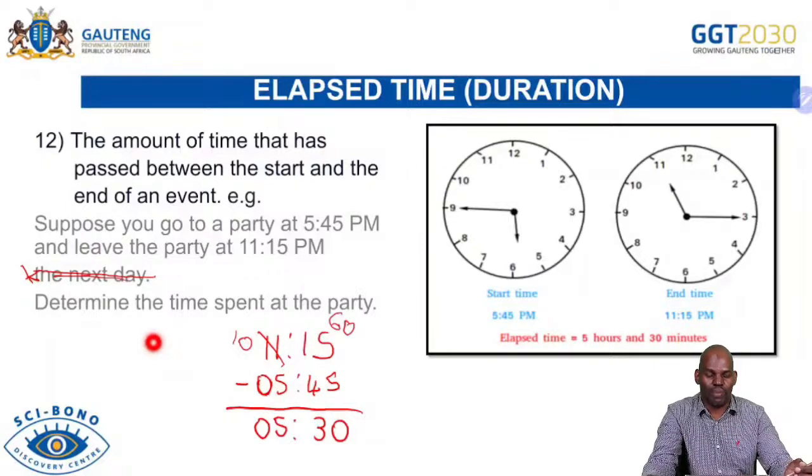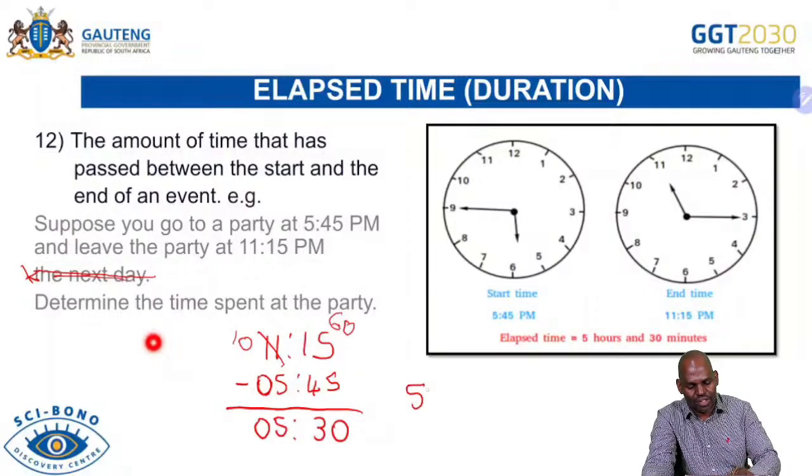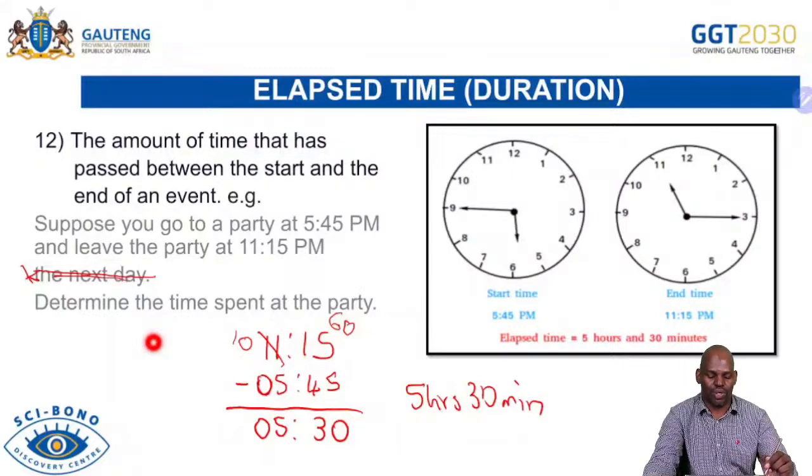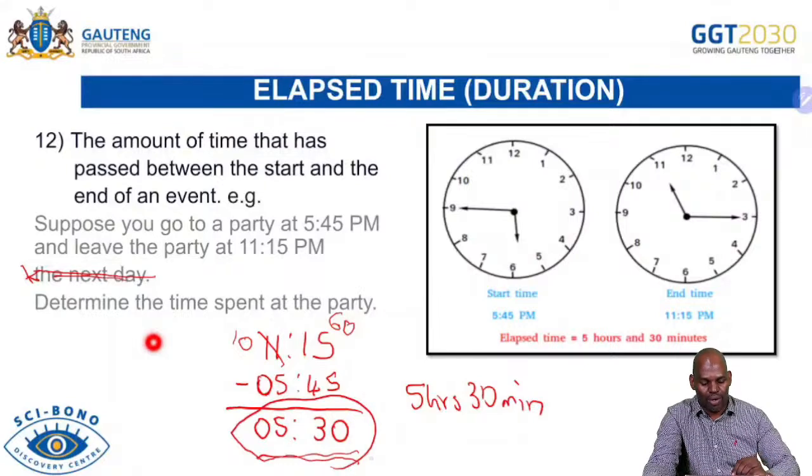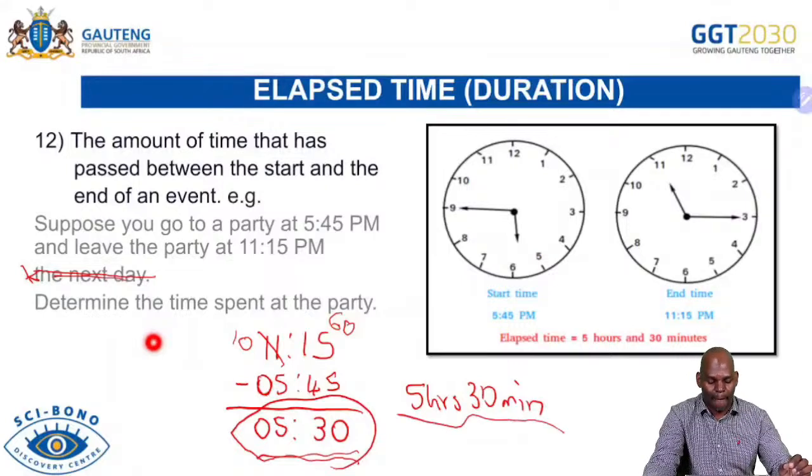Check the subtraction, but it does not mean the time that you spent there is 5:30. It simply means the time that you spent there is 5 hours and 30 minutes. 5 hours 30 minutes, and then you need to indicate it after doing the subtraction, boys and girls. If you just leave it like this, it means you don't understand the elapsed time, because somebody might read this as 5:30, so it means you spent 5:30 there. But that is not correct. You actually spent 5 hours and 30 minutes, and then you have to indicate it. So that is how we calculate the elapsed time.